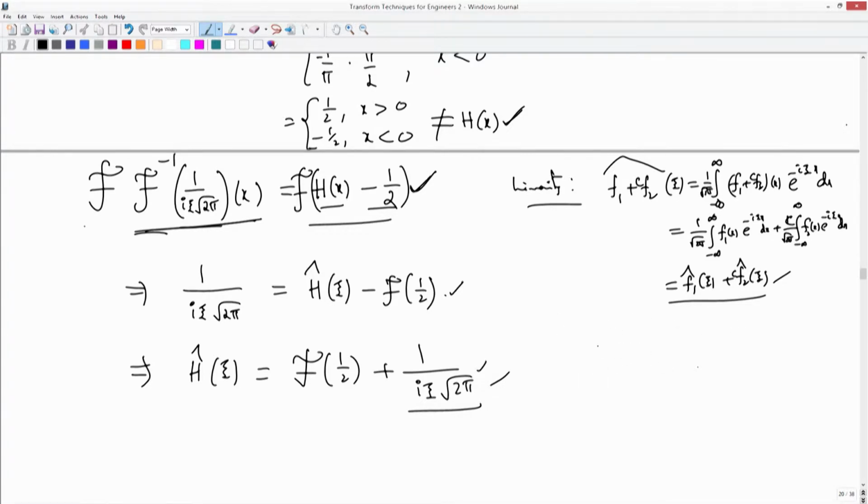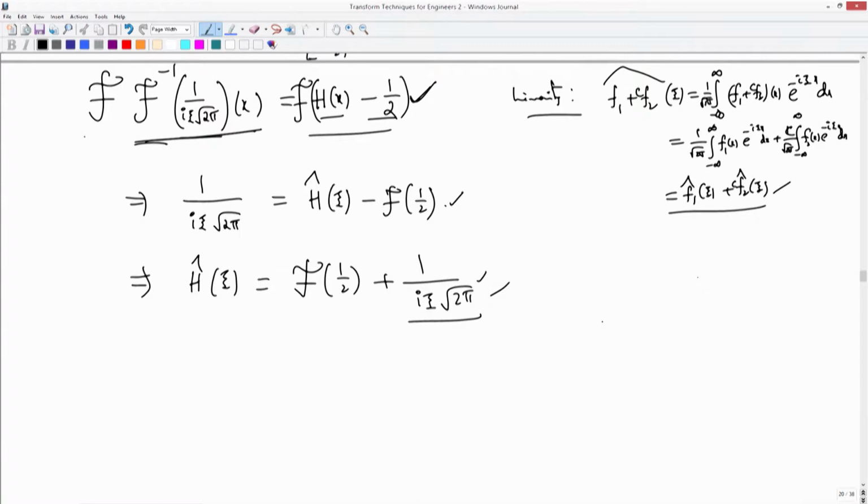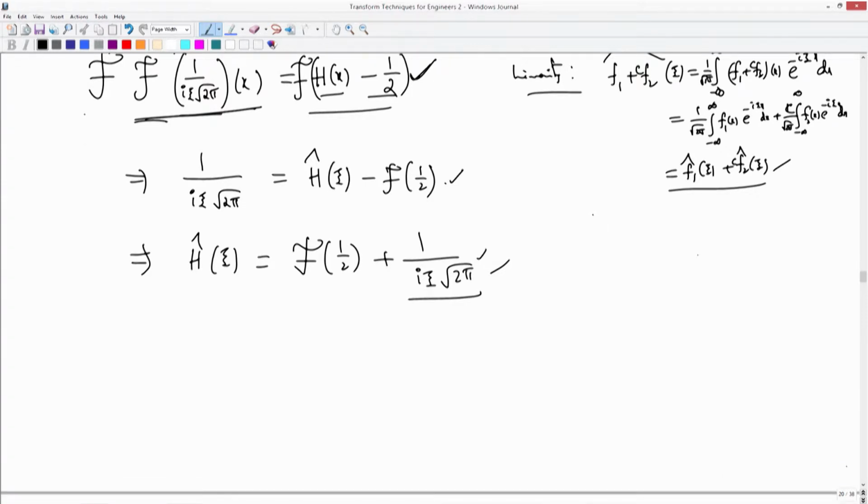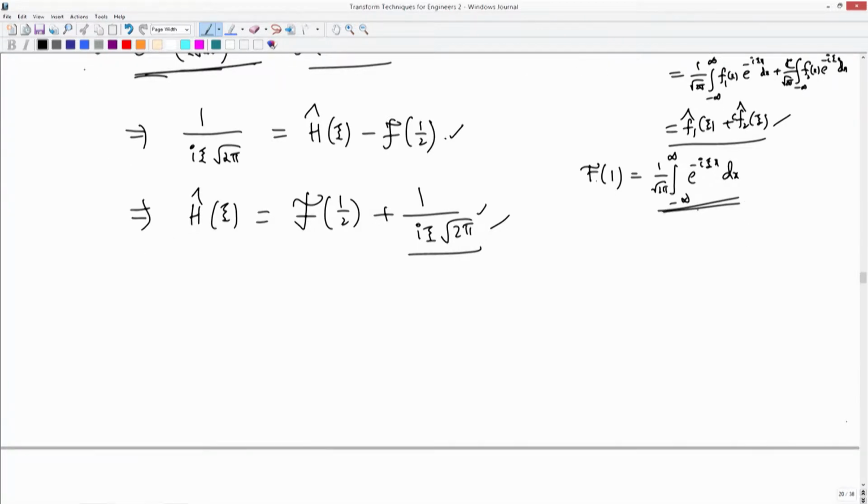Now we have to see the Fourier transformation of half, or simply calculate that of 1 first. The Fourier transformation of 1 is again 1 by root 2 pi, the integral from minus infinity to infinity of e power minus i xi x dx. Again this is not a convergent integral, so you expect the Fourier transformation of 1 to be some generalized function.